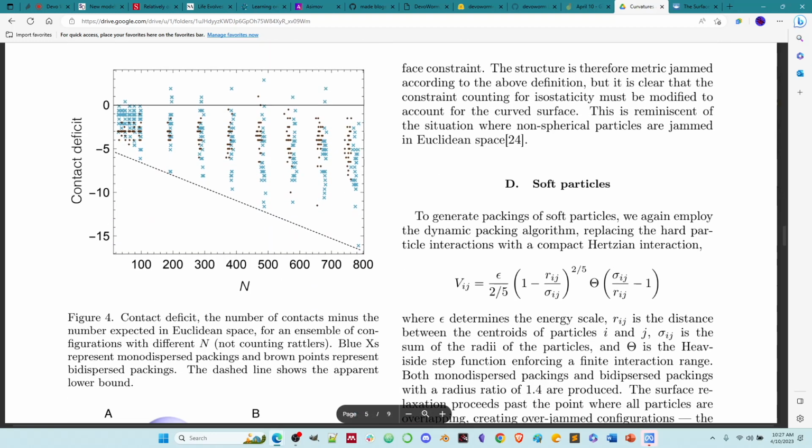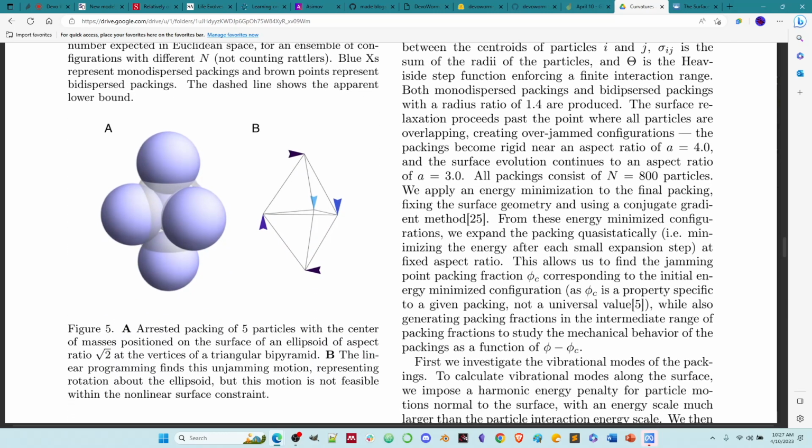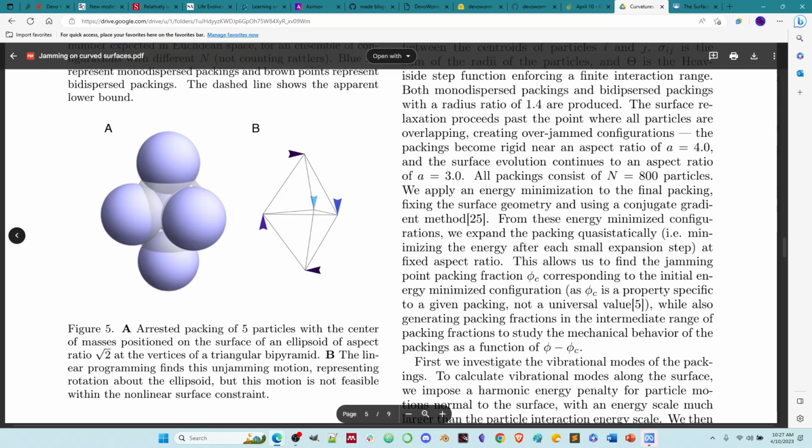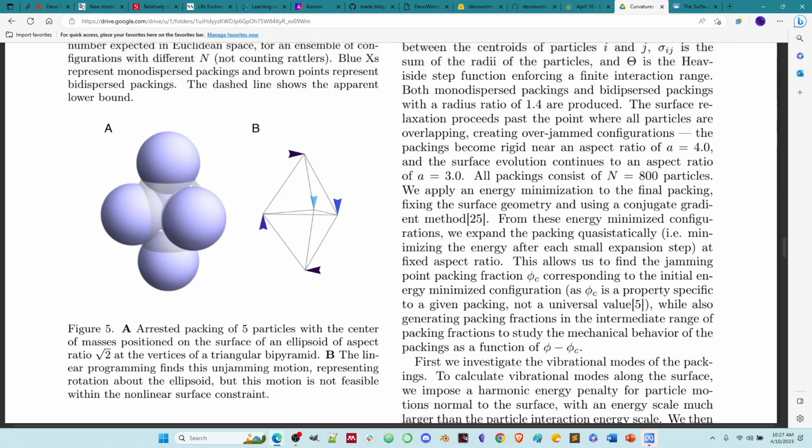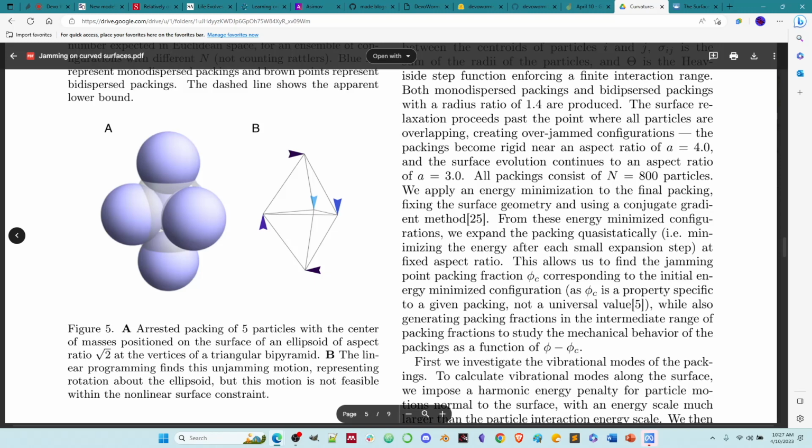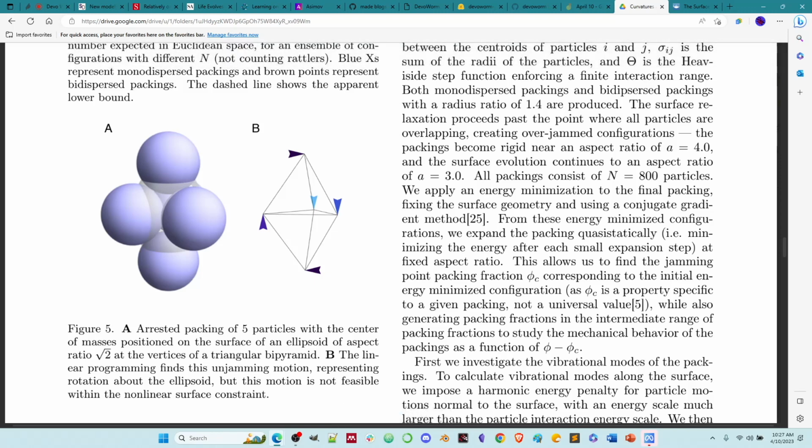And this goes through a lot of stuff. And then they get into soft particles. So that wasn't even really focusing on soft particles. There's a soft particle section where they actually have an arrested packing of 5 particles. They have this atomic example that looks really relevant to tensegrity, because you have this very small example of a five particle system where you can look at the packing in terms of its center of mass and how they're all related.